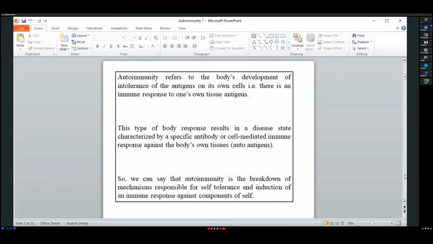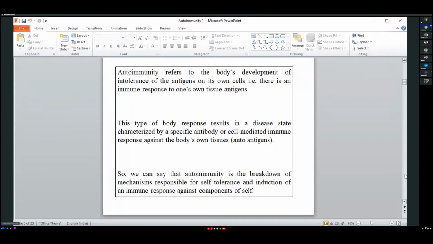This type of body response results in a disease state characterized by a specific antibody or cell mediated immune response against the body's own tissue. So we can say that autoimmunity is the breakdown of the mechanism which is responsible for cell tolerance and the induction of immune response against the components of self.